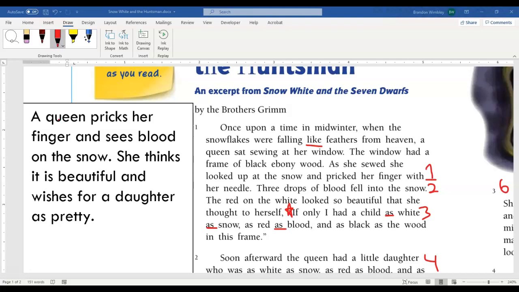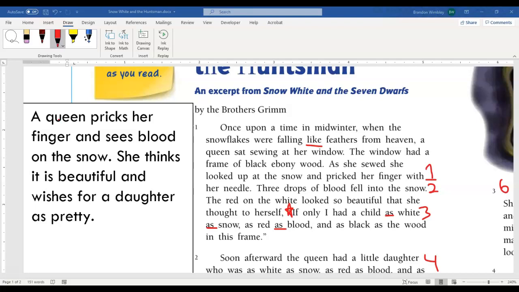The author makes comparisons between the child that the queen would like to have and some common things like snow, blood, and wood. So she's comparing the child to snow, blood, and wood. That color that each of those represent. I imagine the child to have skin as white as snow, lips as red as blood, and hair as black as the wood. So that's what the color is representing in my brain. Her lips, her hair, and her skin. So now I have an idea of what Snow White will look like. So I understand how she gets her name.